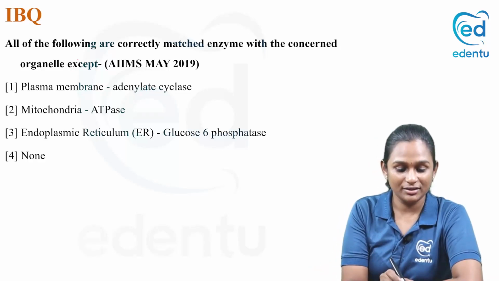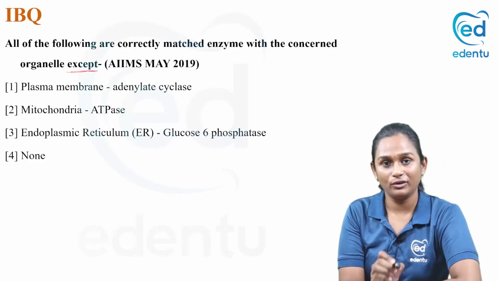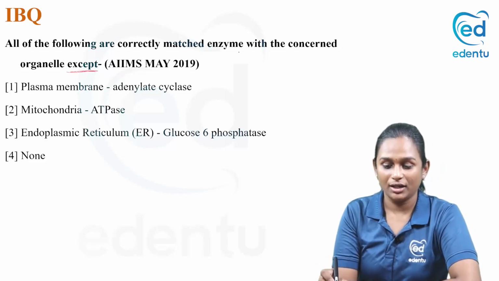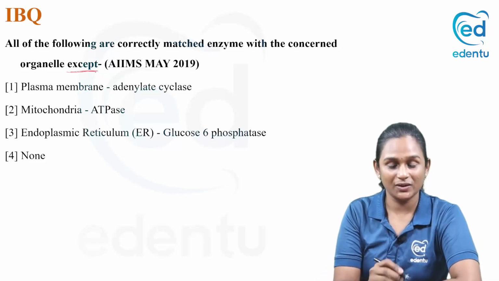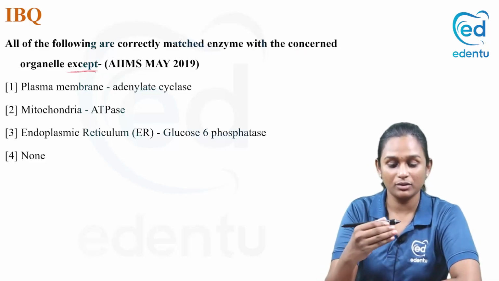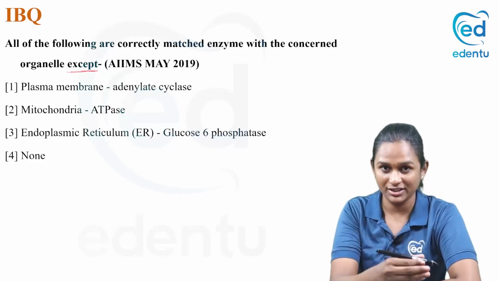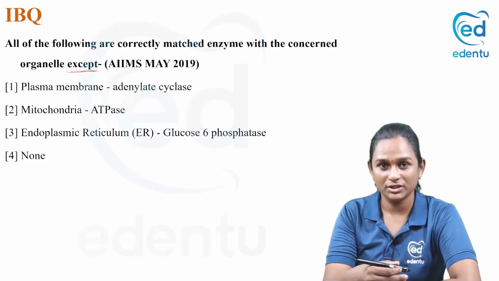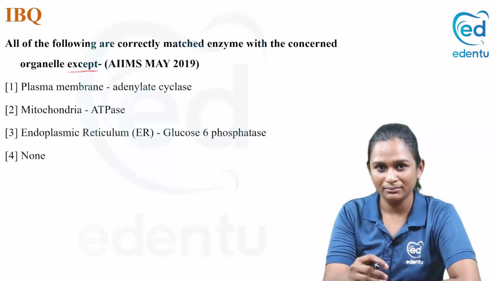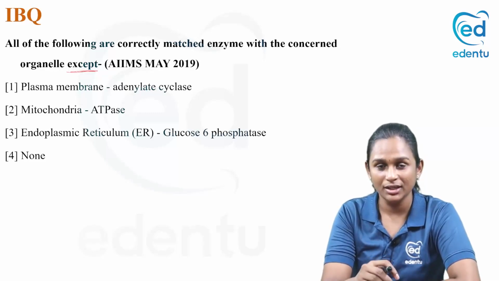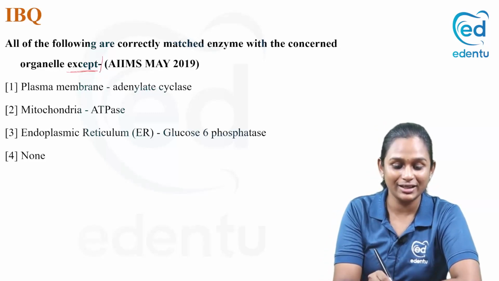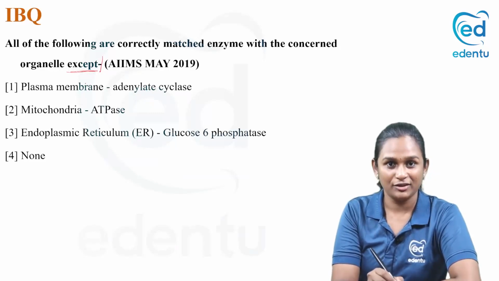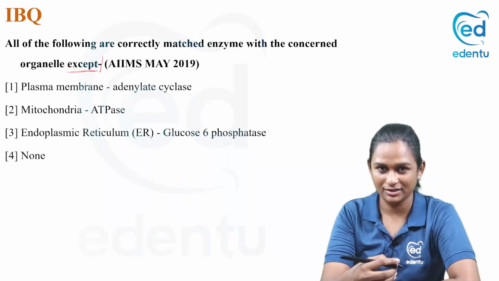See, if you see here, there is "except." Okay, so all of the following are correctly matched enzyme with the concerned organelle except. So they are asking you to find out which one is wrong. Everything is right, which is wrong. This is a question. So when you go through the question, you have to spend some time to go through the question completely. You have to read till the end of the question, "except." Then only you should proceed for answering the question.